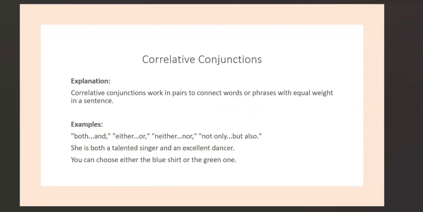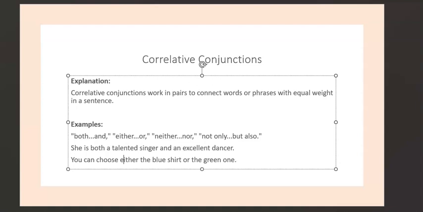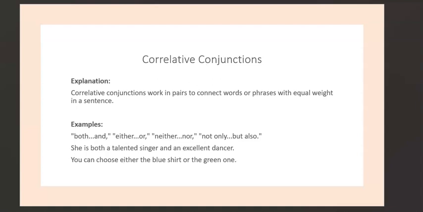Even in your exams you'll be tested on this. Always and always, both will forever go with and, either will forever go with or, neither will forever go with nor, not only will forever go with but also. So for example, she's both a talented singer and an excellent teacher. We can't say she's both a talented singer or a talented teacher; it doesn't even make sense. Or she's both a talented singer, neither an excellent, doesn't make sense. Or she's both a talented singer but also, it doesn't make sense. So both will go with and.